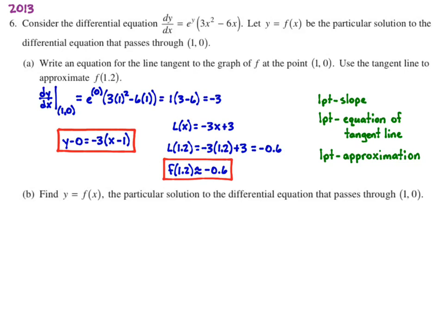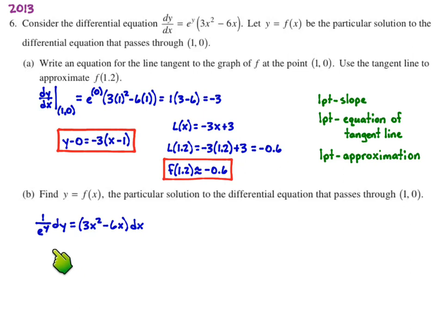All right, for part B, here is your differential equation that you're solving. It says find y equals f of x, the particular solution to the differential equation. So we are looking for what y equals. Remember, the first step in solving a differential equation is to separate the variables, to get all the y's on one side and all the x's on the other. To do this, we're going to divide by e to the y, and multiply by dx on both sides. So we end up with 1 over e to the y dy equals the quantity 3x squared minus 6x dx. Now, from here we would integrate.